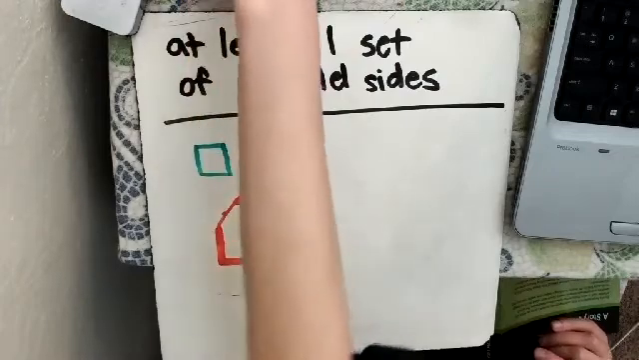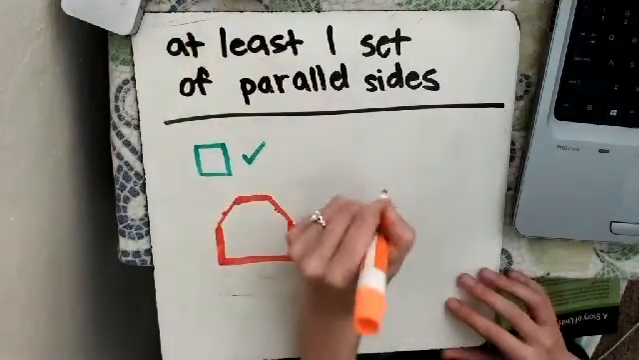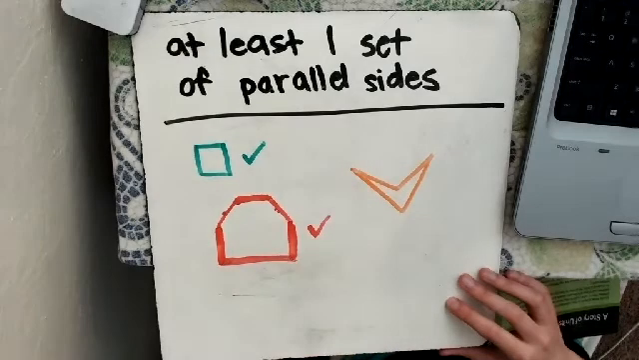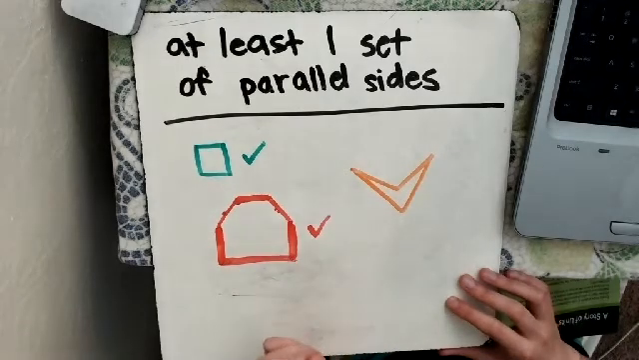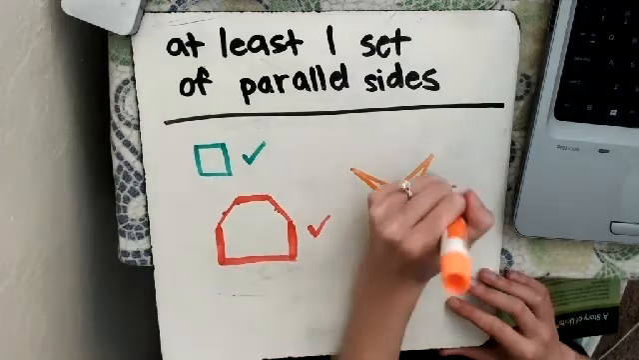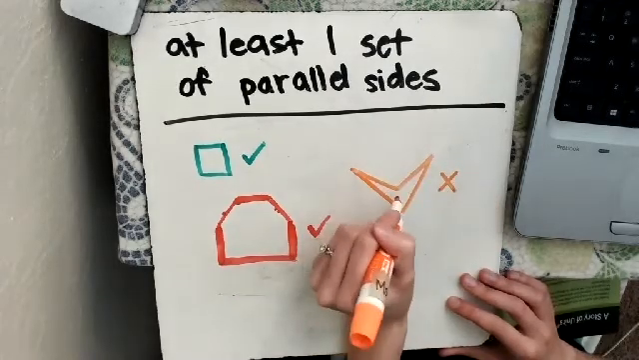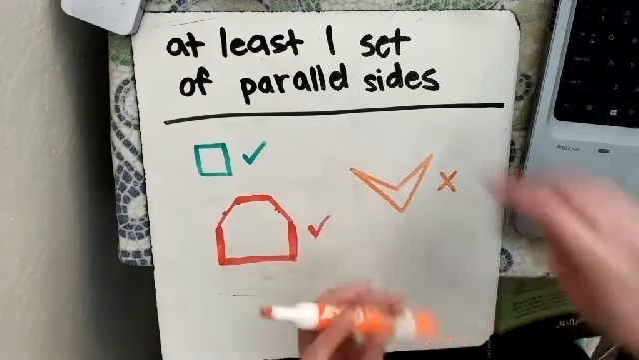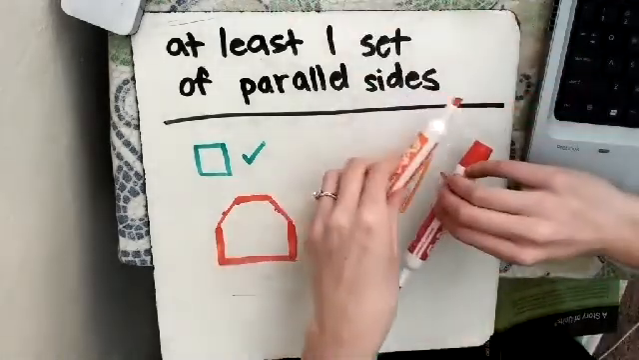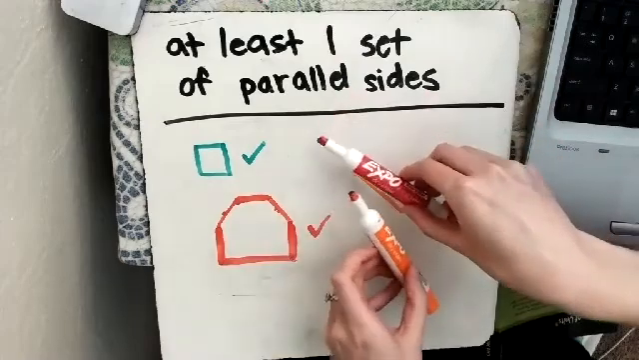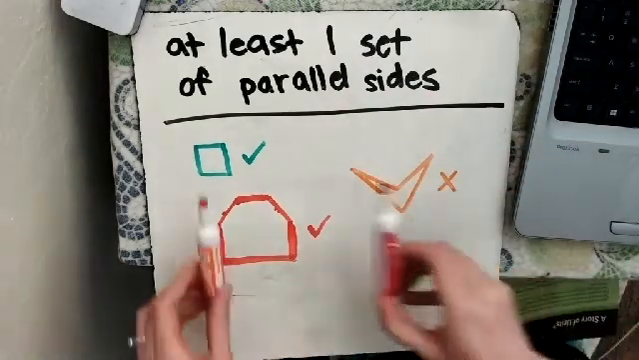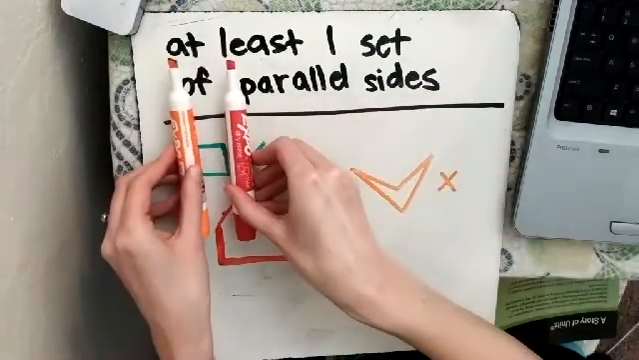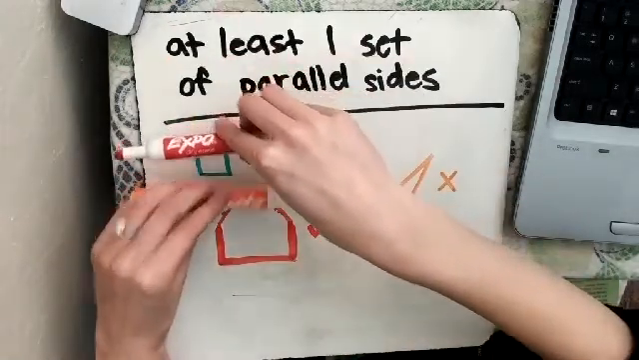Okay. Last one. Does that have at least one set of parallel sides? No. These sides would intersect, and so would these. So it's only parallel if they would never intersect. But you can clearly see these are going in crazy directions. They would hit each other right away. But these would never hit, these would never hit, these would never hit, and these would never hit each other. That's what makes them parallel.